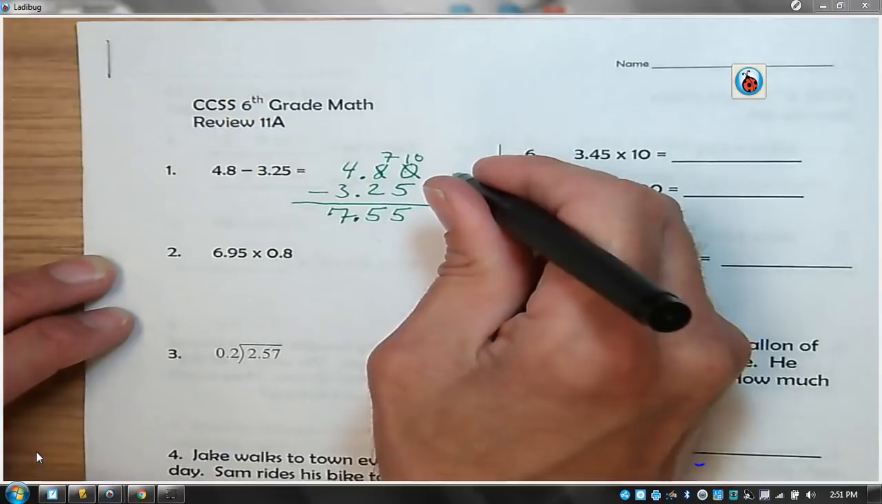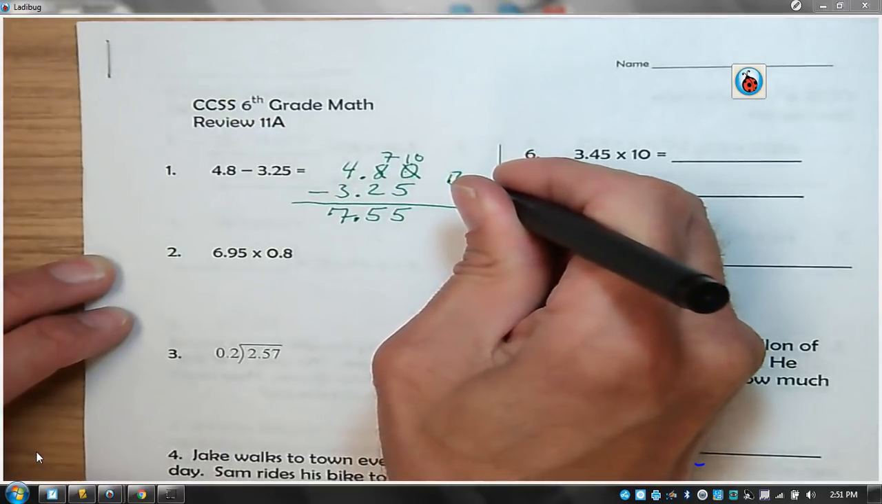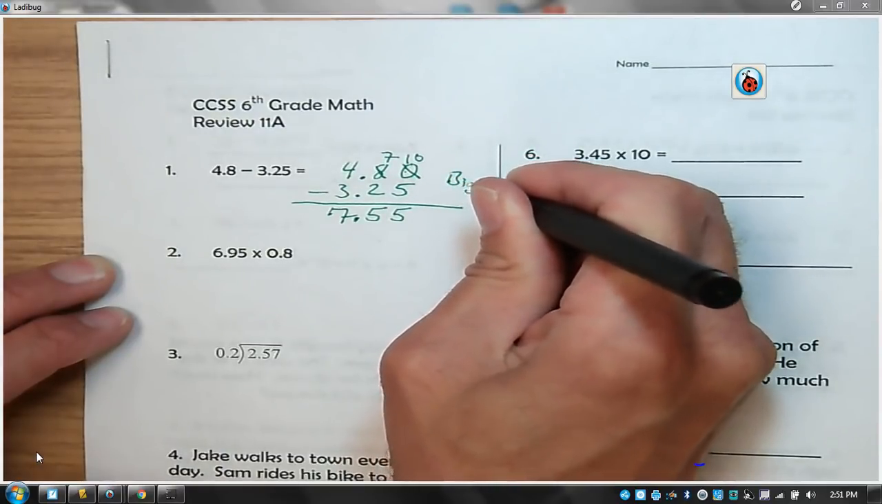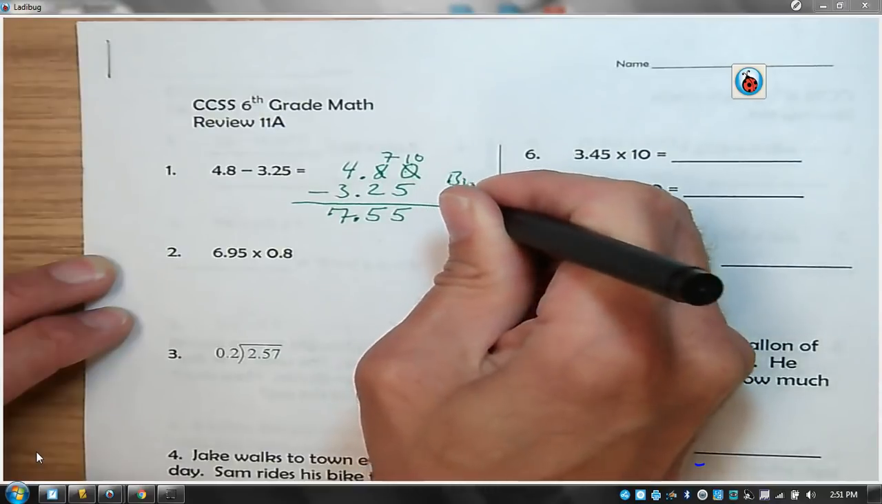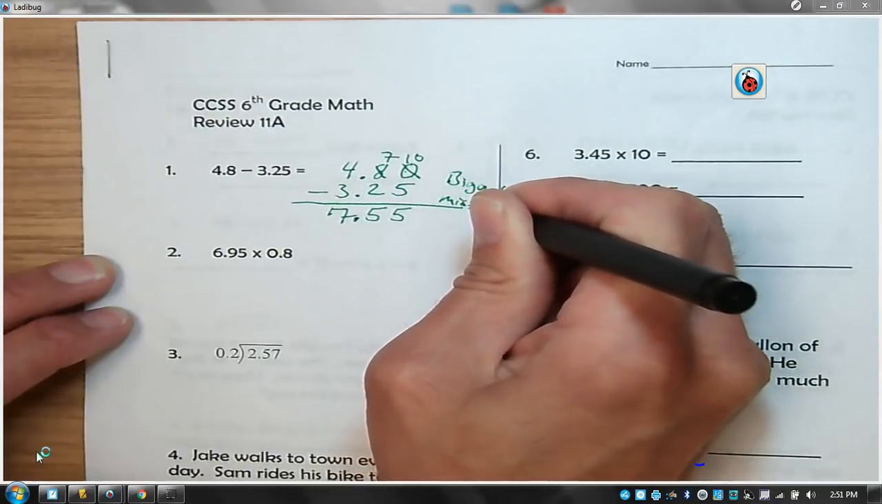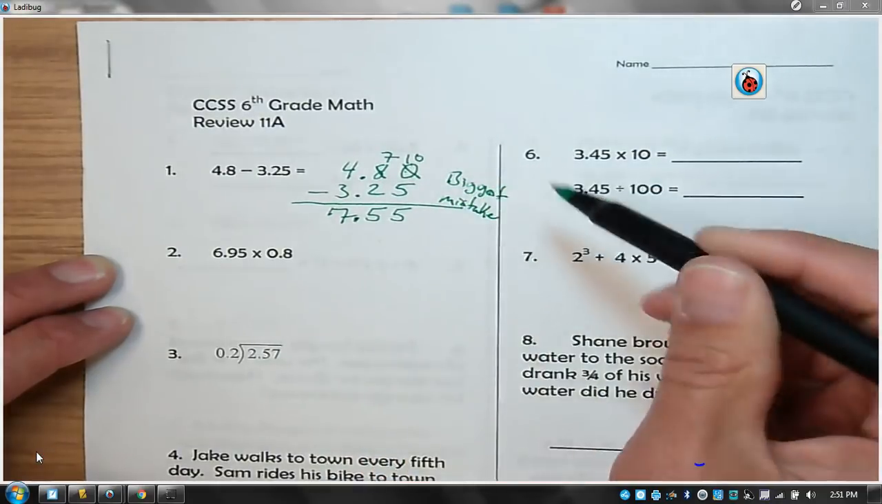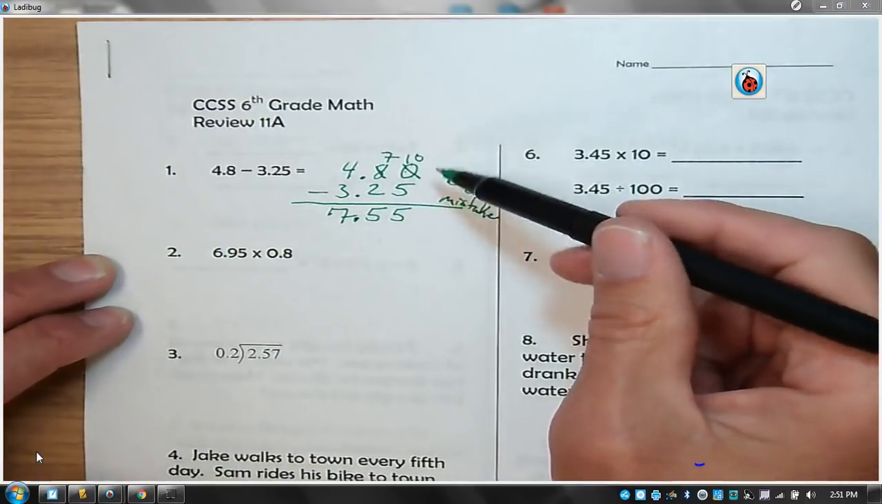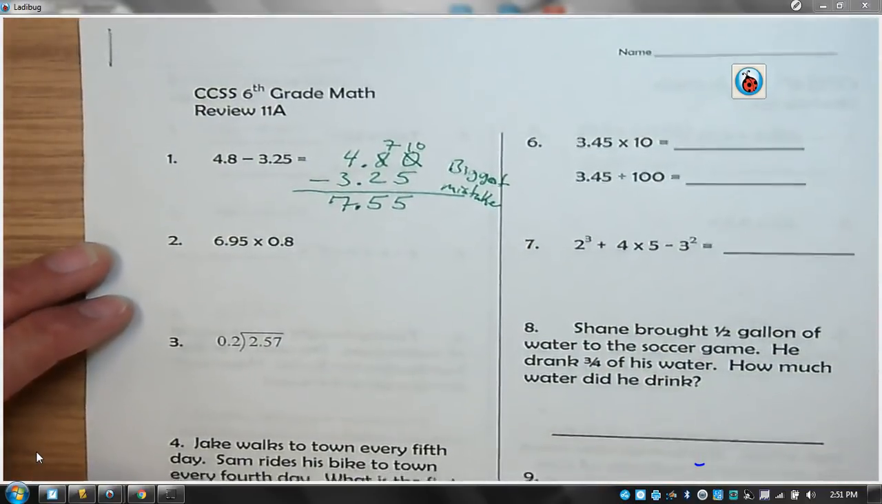So what is the biggest mistake? That is something that I want you to know. For my lovely note takers. So if you didn't catch that, what is the biggest mistake that kids make in this kind of math problem?